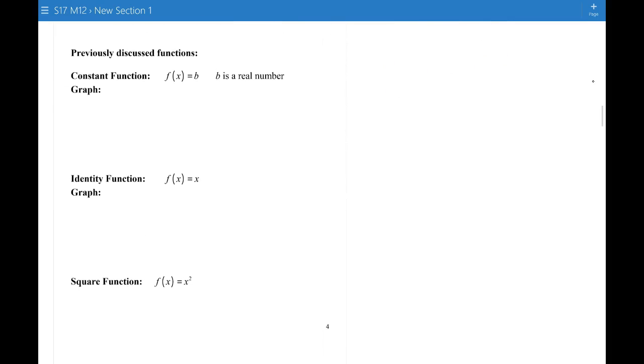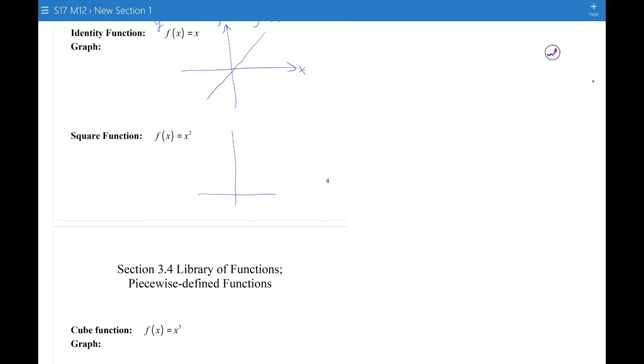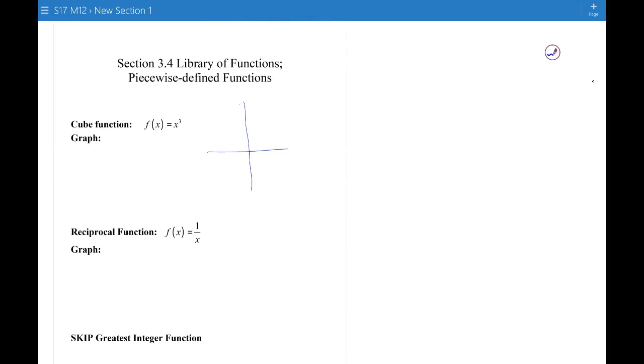Okay, and then these are previously discussed functions that you should know how to graph. So f of x equals b. Remember, this is y equals some number, so this is going to be a horizontal line at y equals b. The identity function, remembering that f of x is y equals x, looks like the diagonal line. The squared function, you should know this one. This is your basic parabola. And then the cube function.